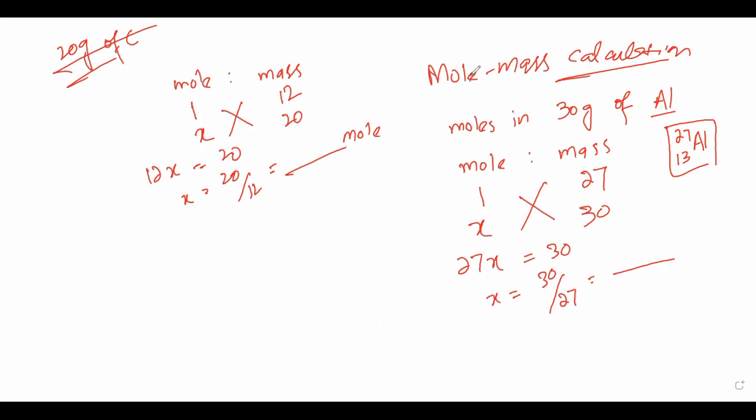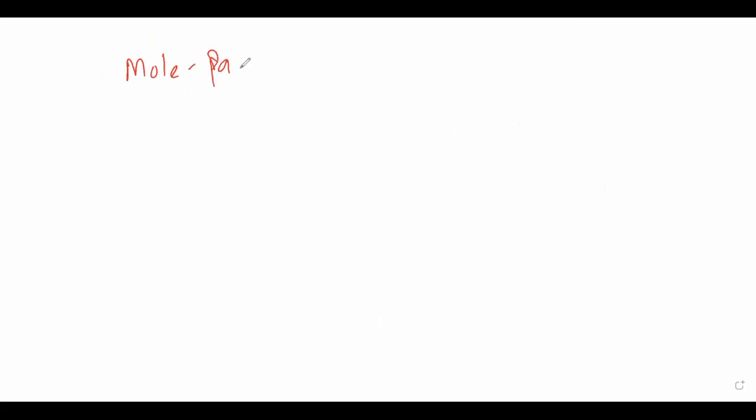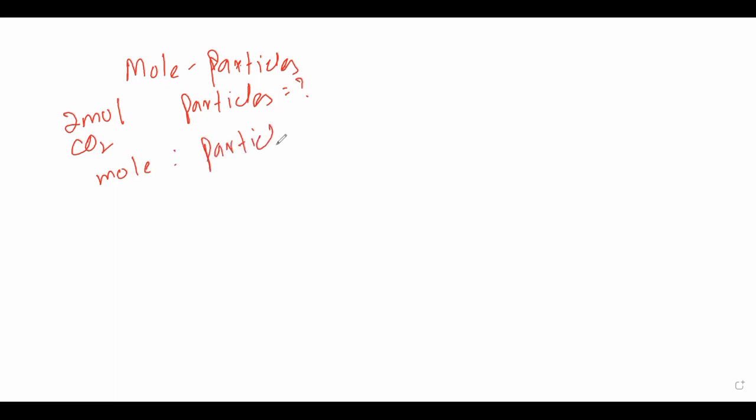That's good. So the next thing, after mole to mass calculation, is mole to particles calculation. If you are told that you have 2 moles of any substance, find out the particles. Say you have 2 moles of carbon dioxide. You write mole, ratio, particles. This is the simplest thing. This is the foundation for studying next.